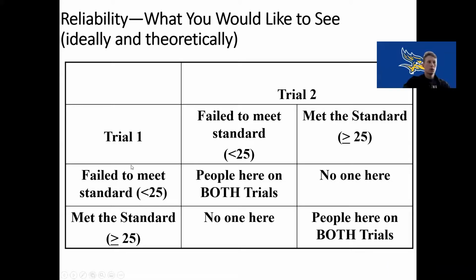Okay, so trial 1, we're looking at those who failed to meet the standard in both scenarios. So looking at trial 1, those who failed to meet the standard, those who met the standard. And then in trial 2, those who failed to meet the standard and those who met the standard. So people who failed on both trials, people who met the standard on both trials, so our N1 and our N2, and then those who failed in one scenario and met in the other, and met in one scenario and failed in the other.